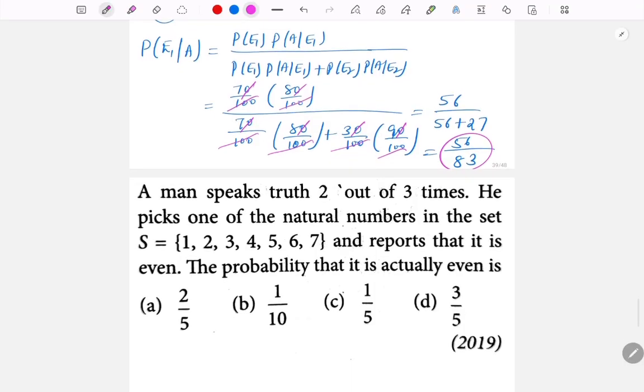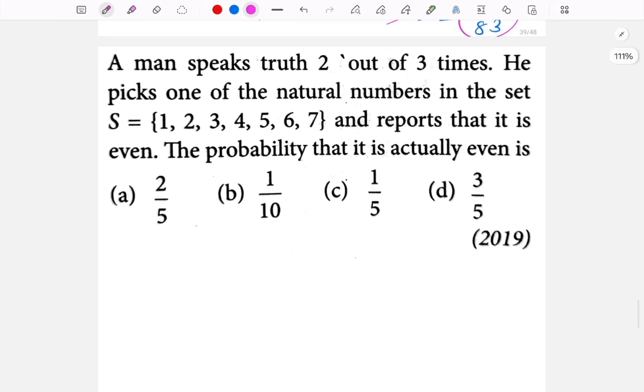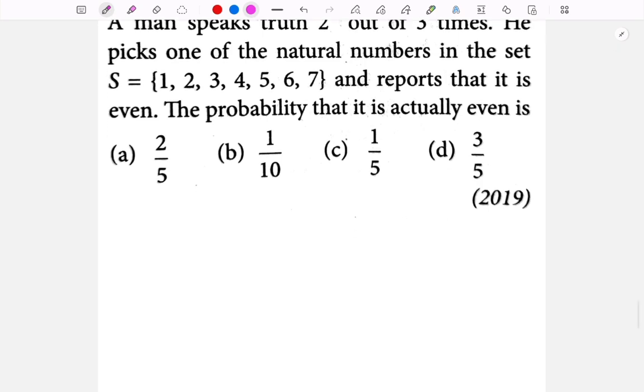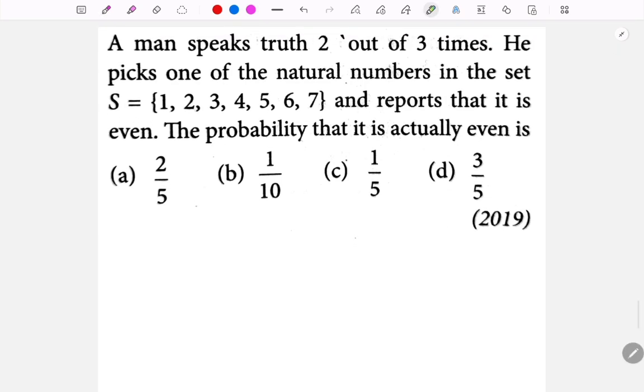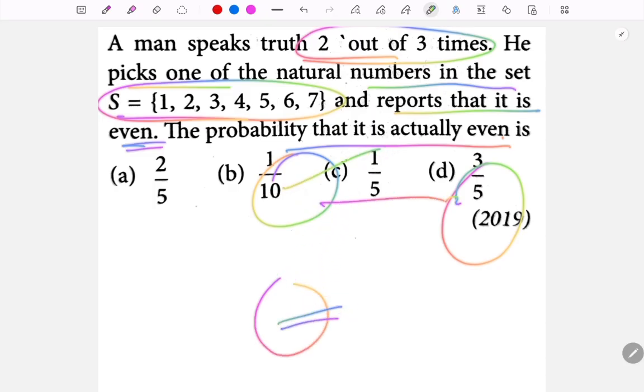Next, one more question. It is a very interesting question. Most of the students first of all face difficulty in understanding the given question. If you understand the question neatly, the question is very easy. One man is there, he is speaking truth. How many times? Out of 3 he is speaking 2 times, and he picks one of the natural numbers from the set 1 2 3 4 5 6 7, and he reports that it is even. Report means this side reporting. Then the probability of actuality, it means they're asking this one. See, if it is even, this should be hard, right? Like that you draw and tell me.